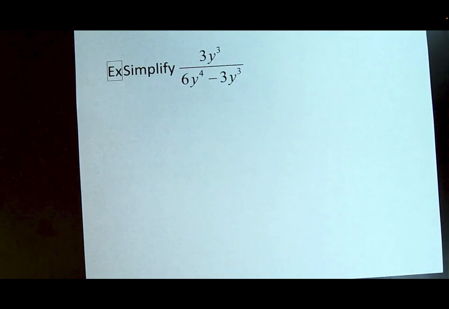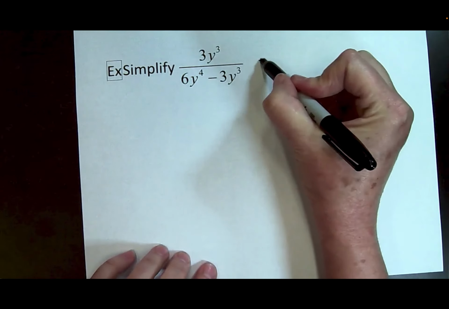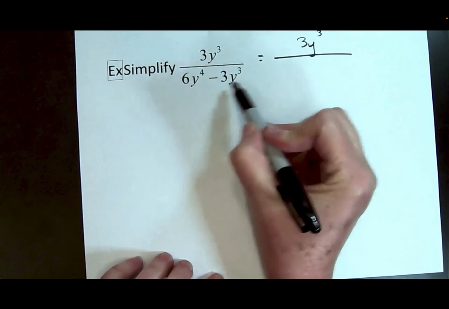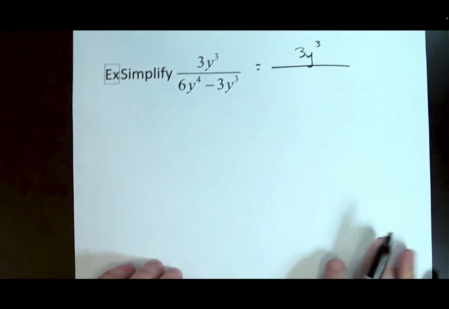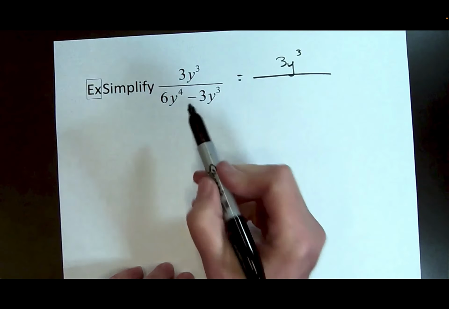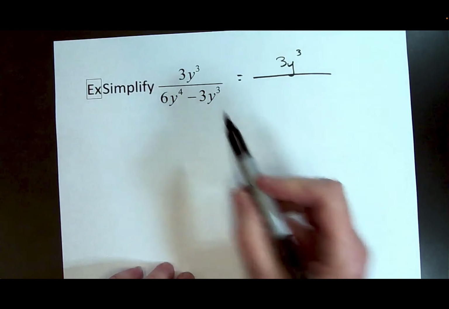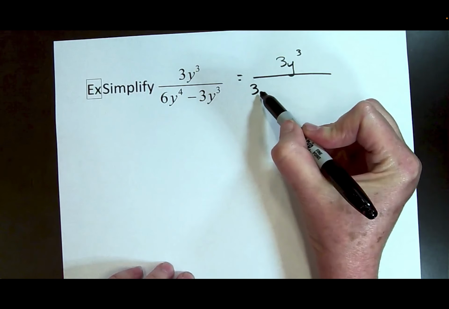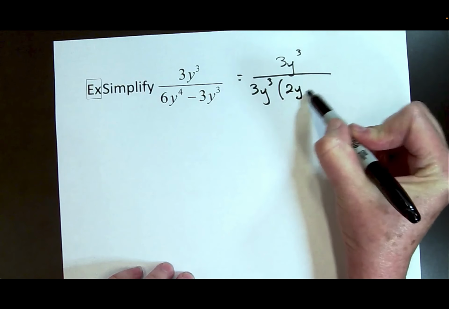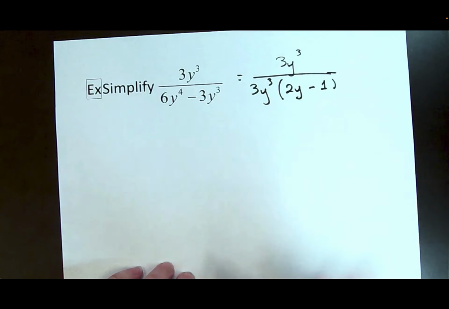For example, let's simplify 3y cubed over 6y to the 4th minus 3y cubed. So I need to factor. Now the numerator, that monomial, is already factored, but in the denominator we have a binomial that's not factored yet. It can be factored. So I'm going to use my factoring strategy, and I'm going to look for a GCF to take out first, and there is one. I can take out 3y cubed. That's going to leave me 2y minus a placeholder 1 there.